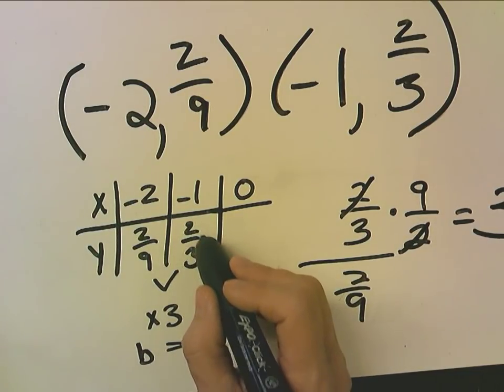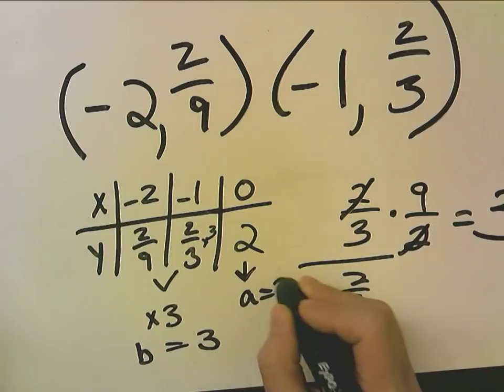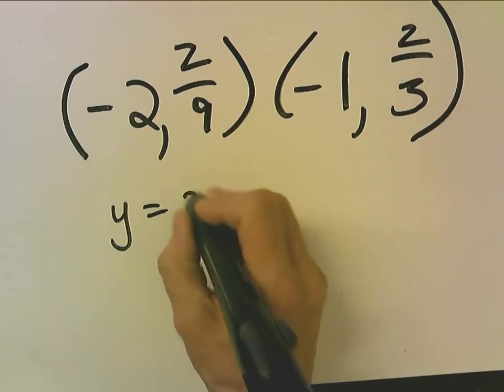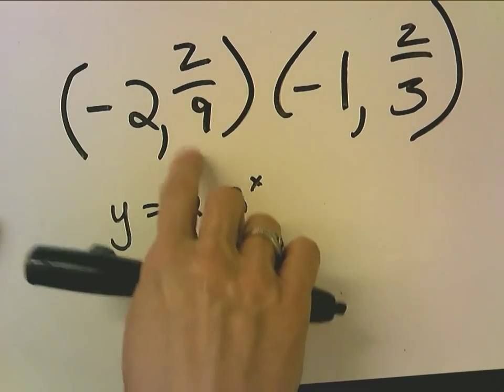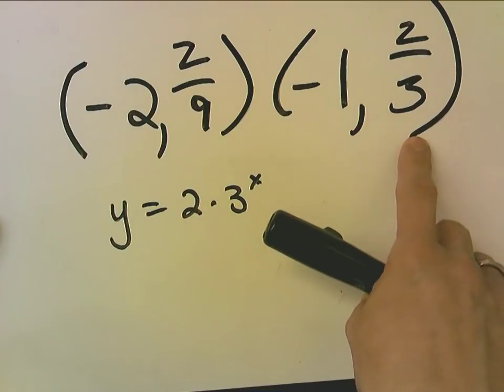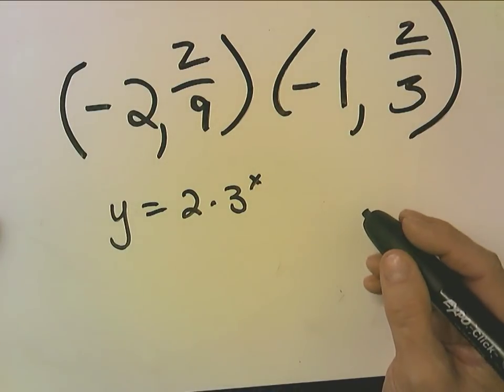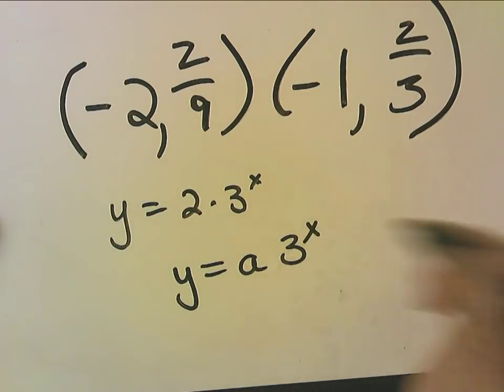Now if I multiply 2/3 times 3, I get 2. So I know that A equals 2 and B equals 3. So I know my rule is 2 times 3 to the x. Now another way of doing this is by saying that you figure out what you have to do to 2/9 to get 2/3, and I multiply by 3. And once you know B is 3, you can plug in and solve for A. So I know y equals A times 3 to the x.